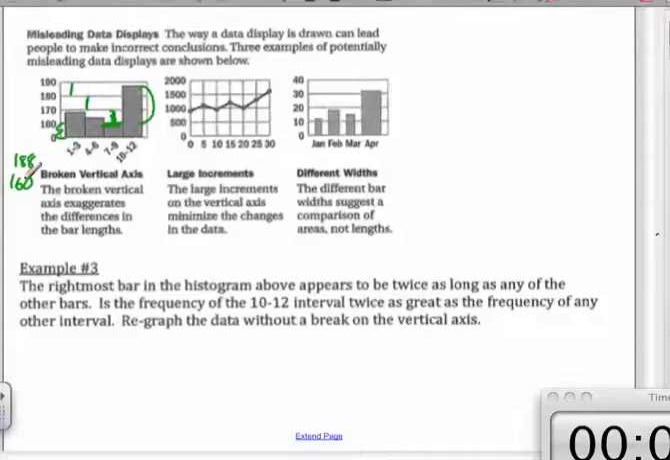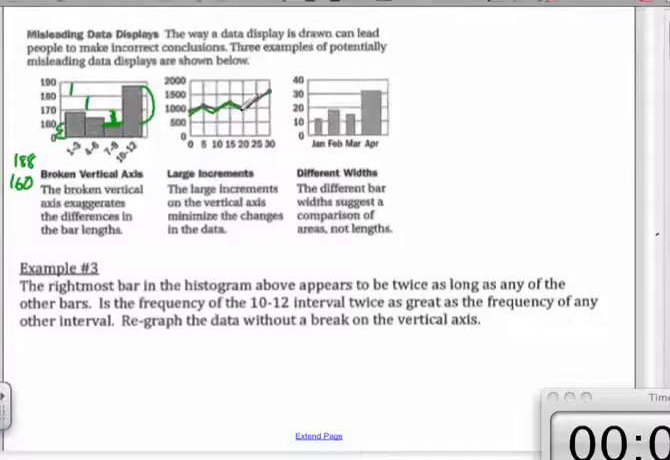Large increments. The large increments on the vertical axis minimize the changes in the data. This is a pretty big change when it goes from 1,000 all the way up to 1,600. 1,000 to 1,600. It doesn't look like that big of a change. But it went up by 600. That's over a 50% change. Does that make sense?